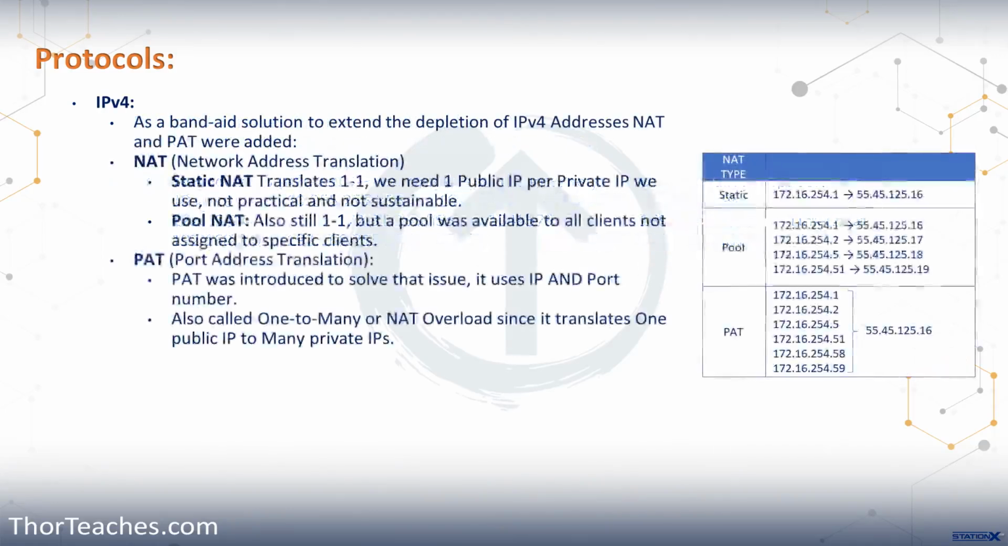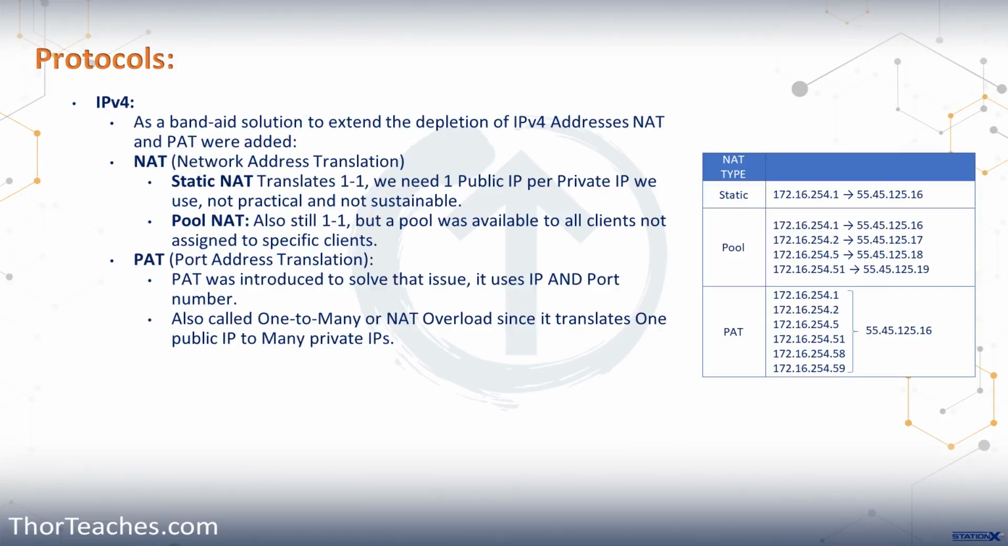When we realized we were running out of IP addresses other than the public and private addresses, we added another Band-Aid solution. That was NAT and PAT, Network Address Translation and Port Address Translation. So let's cover static and pool NAT and PAT. First off, we have static NAT. That means that it is static translation between the internal and the external address.